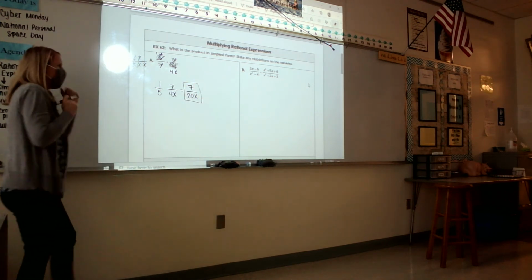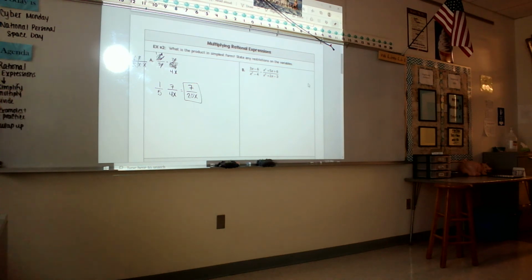So you're really just reducing wherever you can, as long as it's in a numerator and denominator, it doesn't matter the order. So you're just kind of seeing what works.